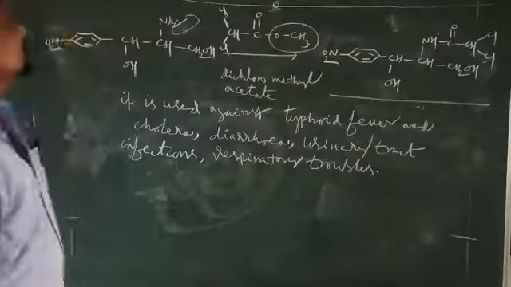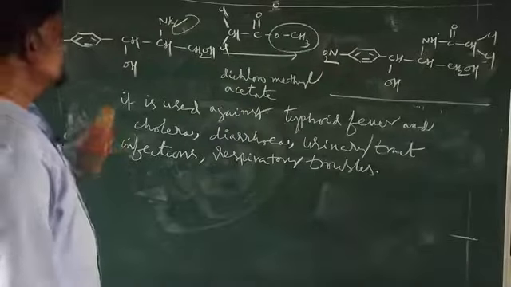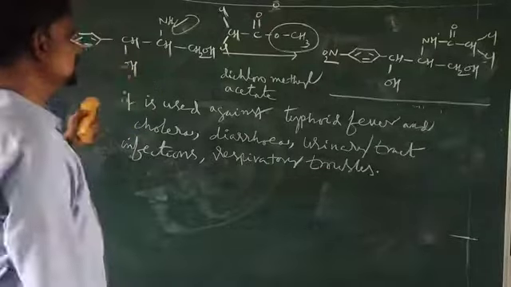So chloramphenicol is a broad spectrum antibiotic. It works against gram-positive and gram-negative bacteria.